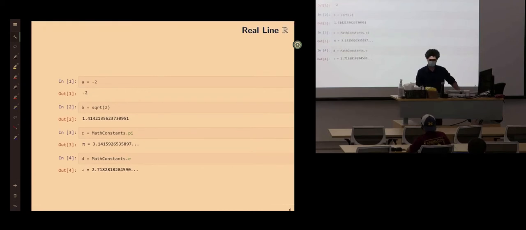Some examples of real numbers. You've done this before. There should be no surprise. You assign minus 2 to a, square root of 2, a math constant pi. This is the familiar pi, 3.1415, whatever comes after that. I only know 4 digits.